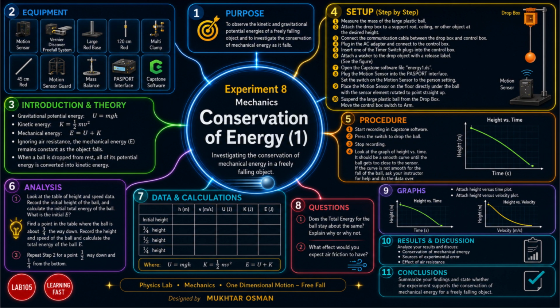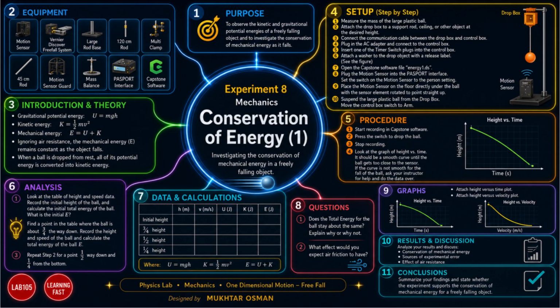Chapter 5. Procedure. 1. Start recording in Capstone Software. 2. Press the switch to drop the ball. 3. Stop recording. 4. Look at the graph of height versus time. It should be a smooth curve until the ball gets too close to the sensor. If the curve is not smooth for the fall of the ball, ask your instructor for help and redo the data run.